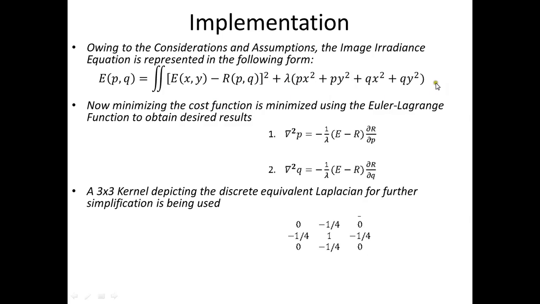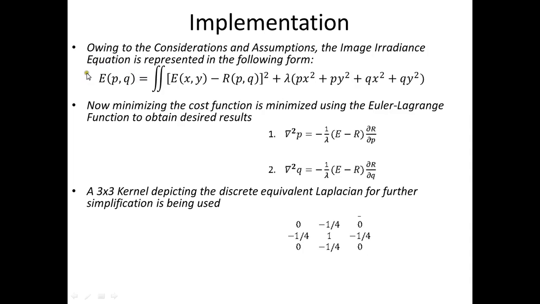The second term in this equation is the smoothness term, where lambda adds weightage to the smoothness. The higher the value of lambda, the more weightage is added to the smoothness of the surface, and vice versa. So the value of lambda is very important, as it signifies how important the smoothness of the surface is for the purpose of this equation.